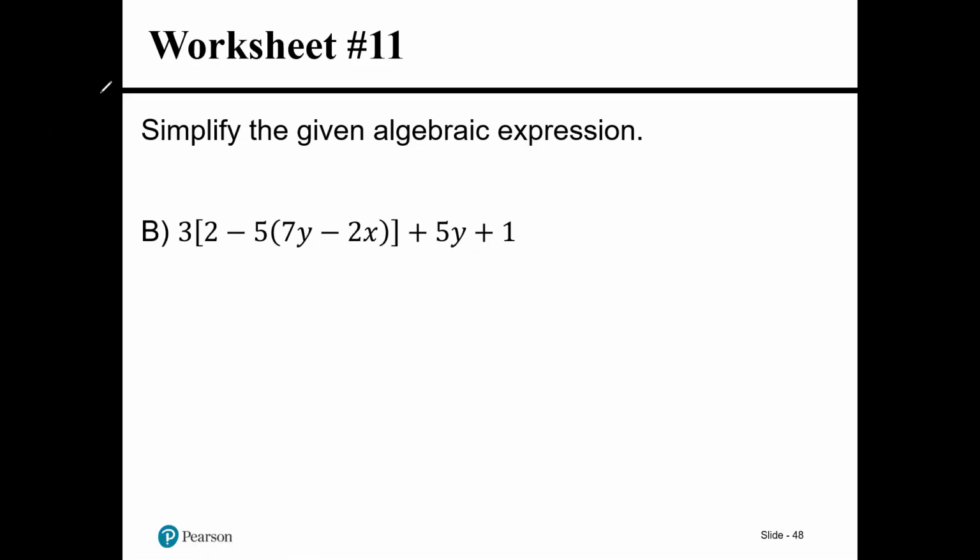Okay, so here we got to do a little extra simplifying because we got a bracket and parentheses inside of a bracket. So order of operations, do the innermost one first. So we're going to have 3 bracket 2 minus 5 times 7. So we're going to have 35y. Then minus 5 times 2, that's going to be plus 10x.